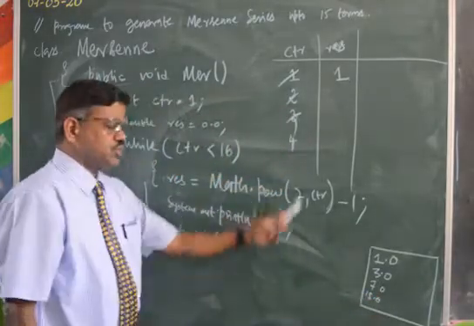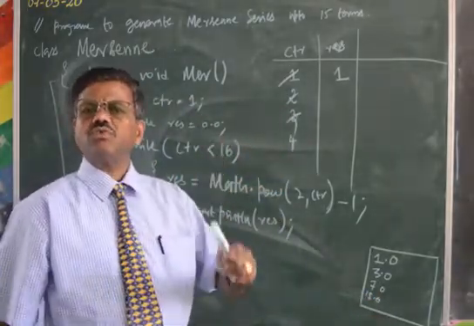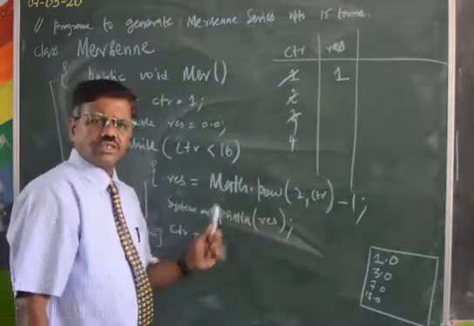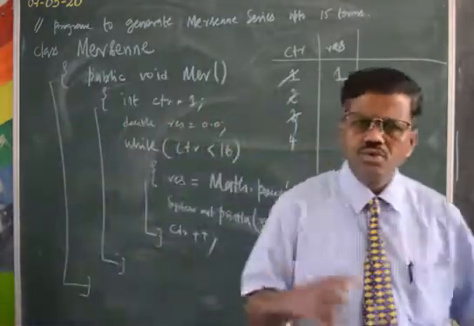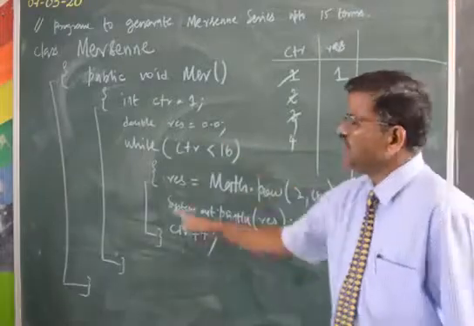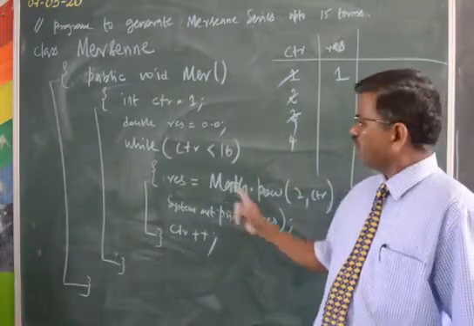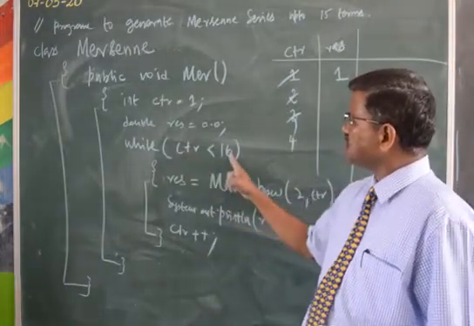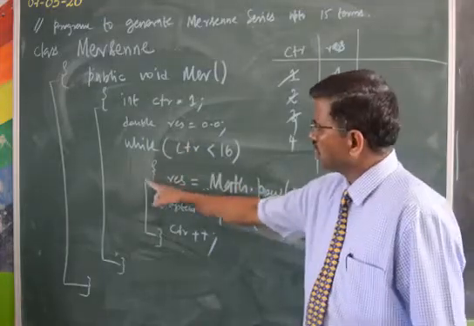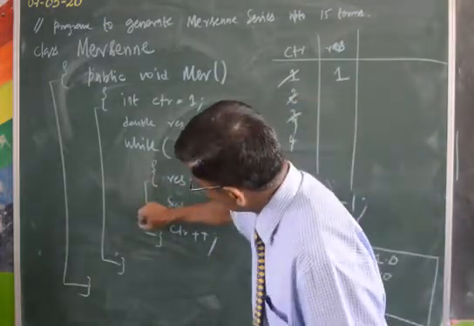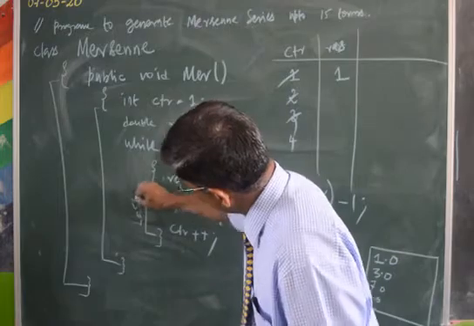It comes down. 2 to the power of 5, which is 32. 32 minus 1 will be 31. And so on, 6, 7, 8. How many times does it do this? It will be doing it 15 times. After 15 becomes 16, is 16 less than 16? No. It comes out of the loop. This is what we call a loop.